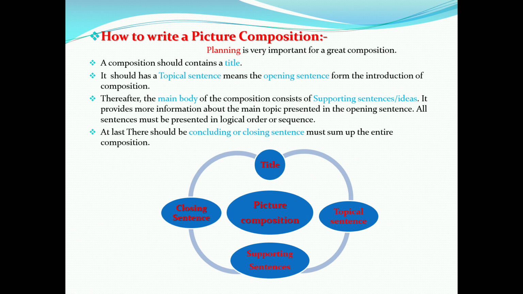All sentences must be presented in logical order or sequence. And at last, there should be a concluding or closing sentence, which must sum up the entire composition. So, children, a picture composition contains a title, topical sentence, supporting sentences, and closing sentence. Now, dear children, let's study the kinds of picture composition.